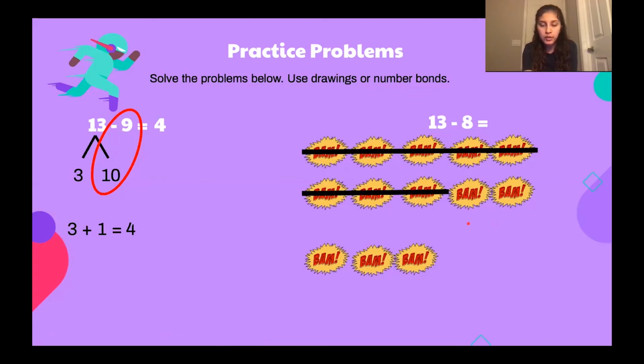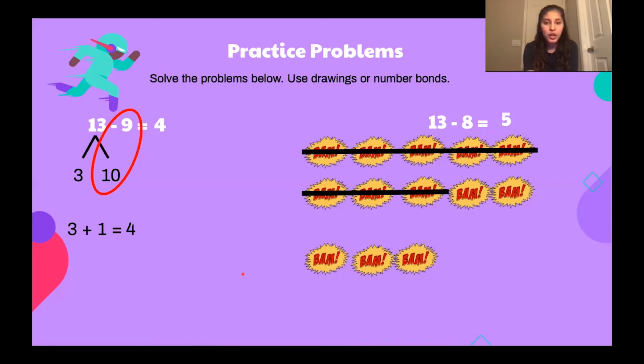The ones that I didn't subtract are the ones that are not crossed out. So 1, 2, 3, 4, and 5. So 13 minus 8 equals 5. So go ahead, check your work. Did you get 5 for this problem?